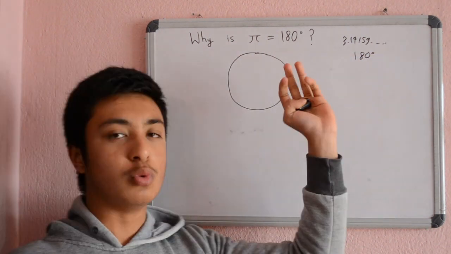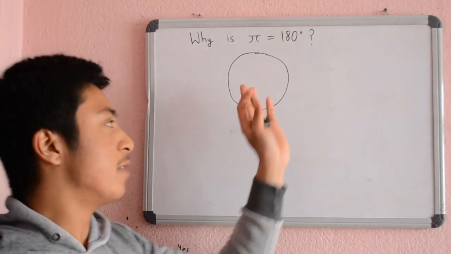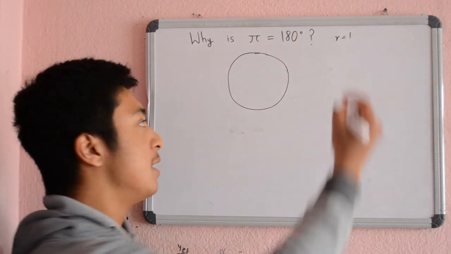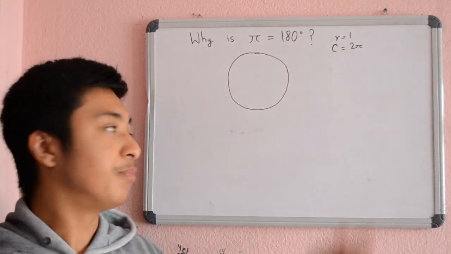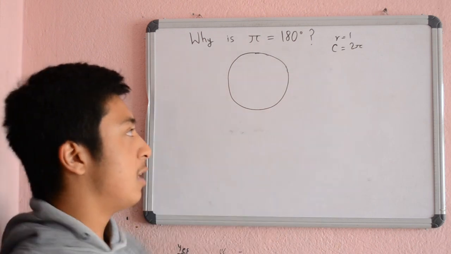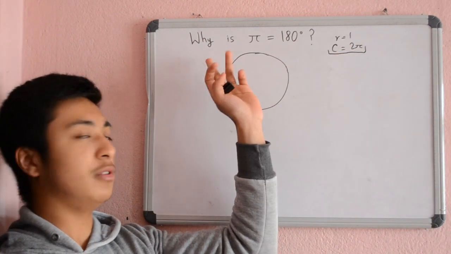Well, first we're going to have to look at the unit circle. By unit circle, it means the radius is 1. So, the circumference will be 2 pi times 1, because the circumference is just 2 pi r. And I'm just going to be looking at the circumference as this will help answer the question right here.